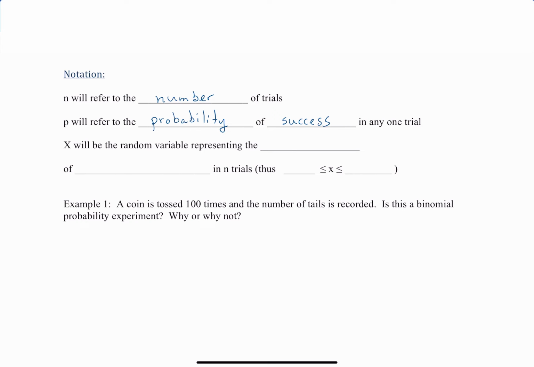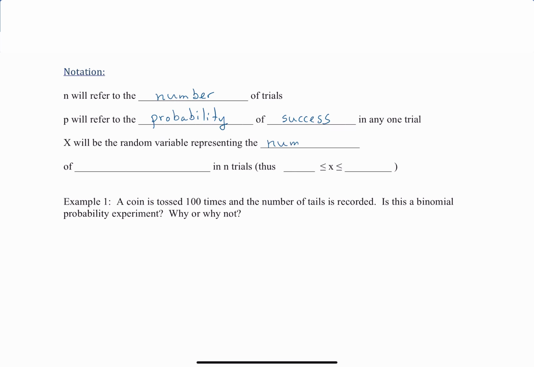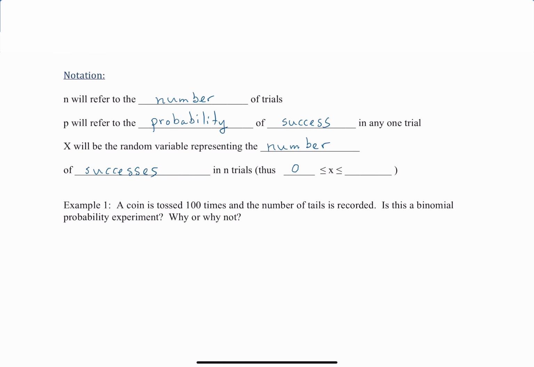X will be the random variable representing the number of successes in n trials. Remember I said that the ones that we're calling successes, that just means those are the ones we're counting. And x is the random variable that counts them. So notice that the value of x has to be between 0 and n. You can't have less than 0. The fewest number of successes you could have is none at all, 0. And the most you could have in n trials is n.